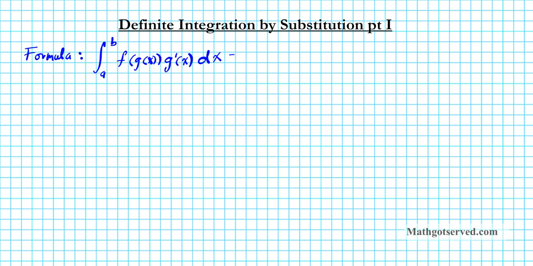This can be written, using substitution, as the integral from u of a to u of b of f of u du. Okay, this happens where u is equal to g of x and du is some integer multiple of g prime of x dx.